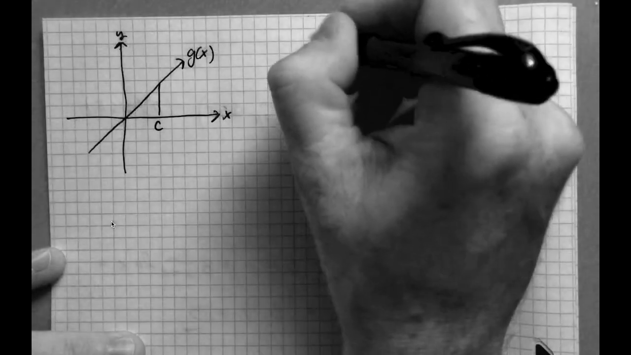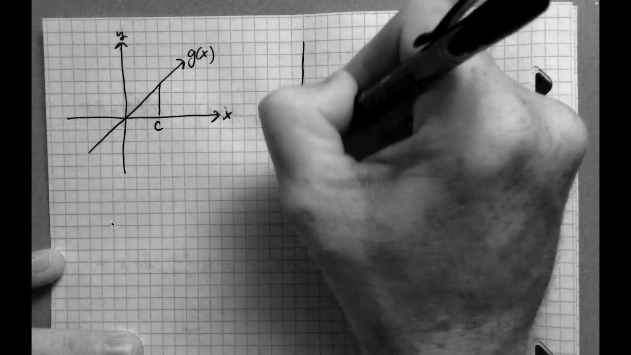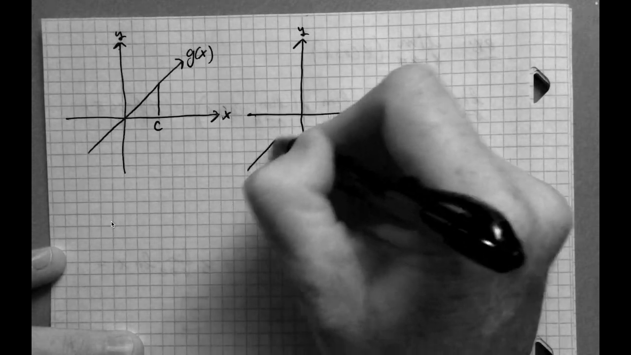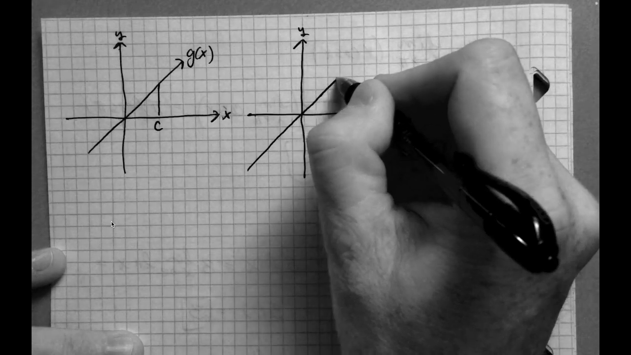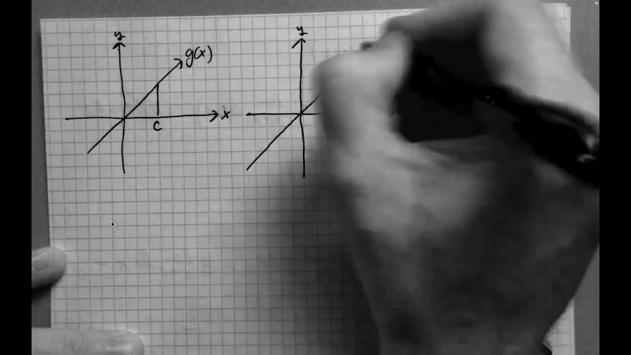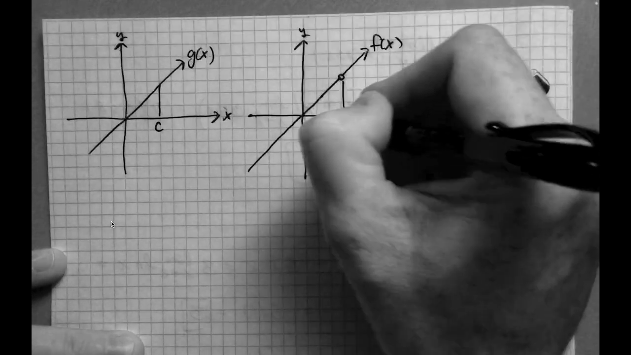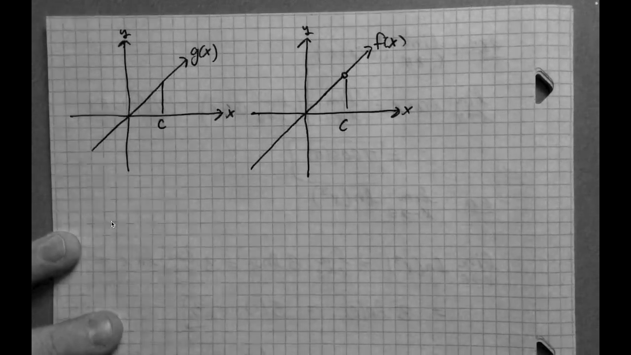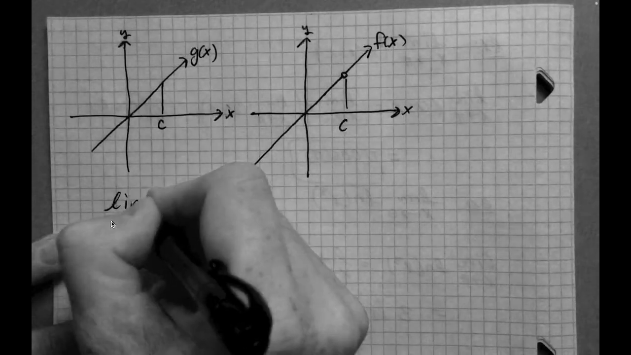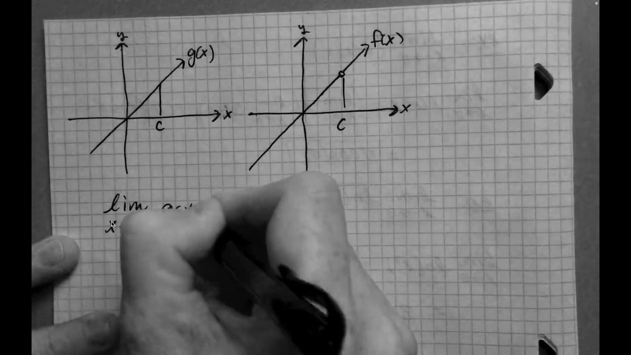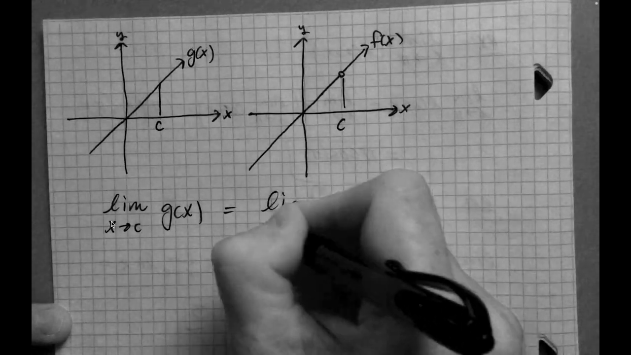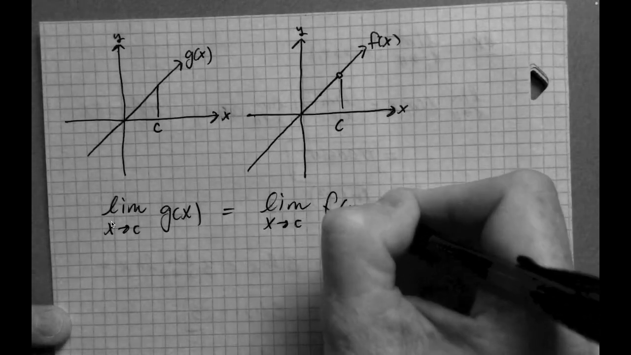And let's say right on top of it, except I'm going to draw it on a separate graph, but you can imagine these two as being right on top of each other. Let's say you have another function f, which looks almost exactly the same, except for a hole at c. So what the theorem is basically saying is that whatever the limit as x approaches c of g of x is, then the limit as x approaches c of f of x is the same.